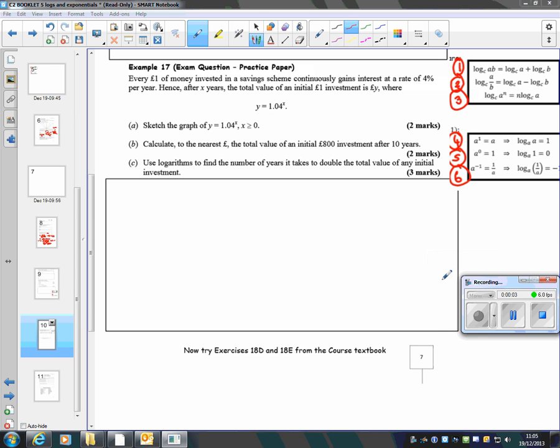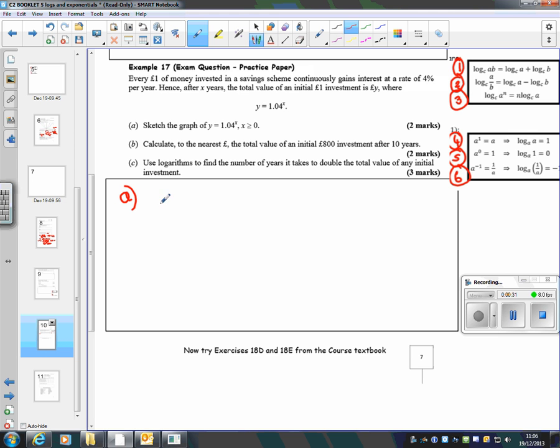C1, Exponentials and Logarithms, example 17. So this example is slightly different to the exam questions you've done previously in this booklet. It does relate to geometric progressions, which is a certain type of sequence you have at C2. However, you'll be able to answer this question as it's relating to some of the techniques you've learned in this booklet. So for part A, we need to sketch the graph.